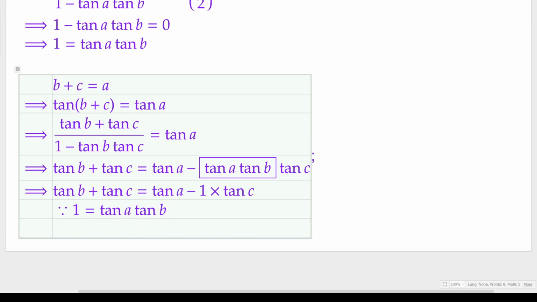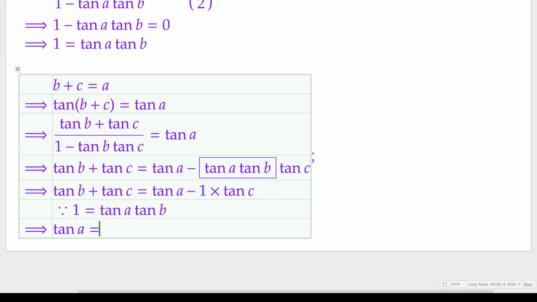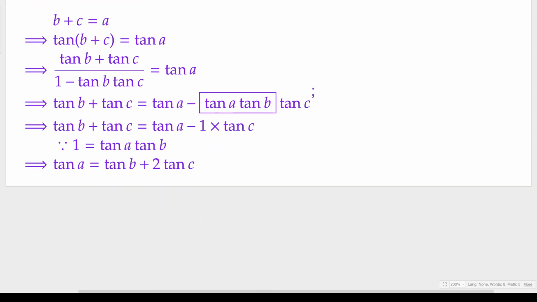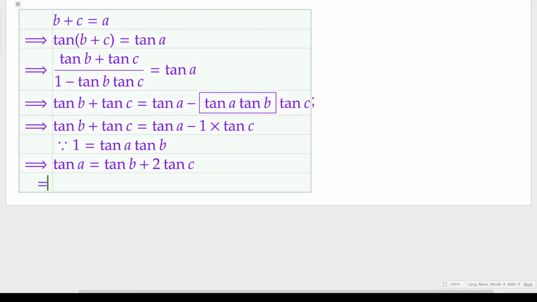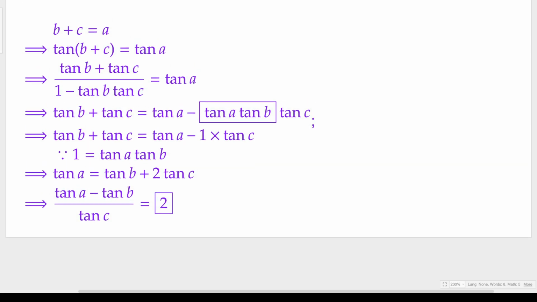So from this one we can clearly observe that tan a is equal to tan b plus 2 times tan c. Now if you observe, this is the expression that we need. So from this given equation which we have generated, this can be written as tan a, and if you subtract tan b on both sides, this will be the numerator, and if you divide by tan c on both sides, this is the denominator, and that is equal to 2, and hence this is the answer. So the answer to this problem statement is 2.